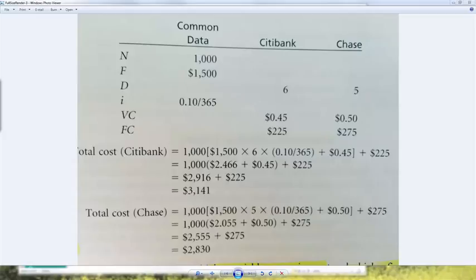And that's probably most easily seen on this first line next to Citibank with 1,000 remittances with a face value of $1,500, 6 days to clear, a 10% relevant cost of funds, a 45-cent variable cost being charged per item, and $225 fixed cost. So that's the Citibank lockbox. And it's being compared to the Chase lockbox. And what we find is that the Citibank lockbox is more expensive for this set of remittances than the Chase.